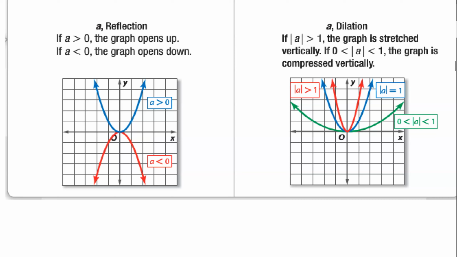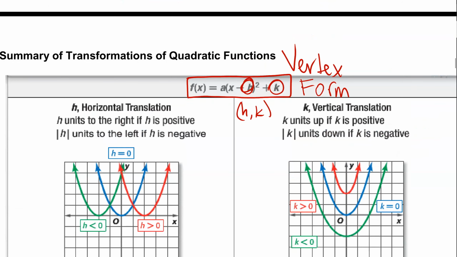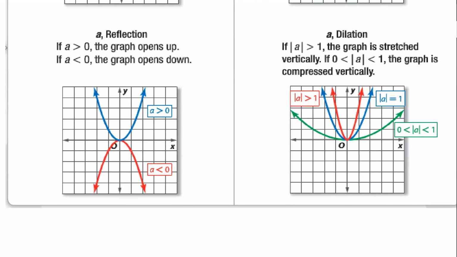A is your reflection, literally the number in front of it, the coefficient. If it's positive, it'll face up. If it's negative, it faces down. And then a dilation. If it is greater than 1, it's going to be stretched vertically. We just talked about this, right? If you have a number greater than 1, you're stretching it vertically and it's getting thinner.